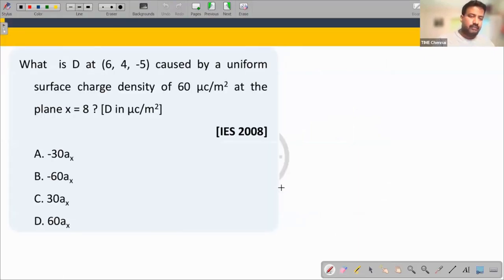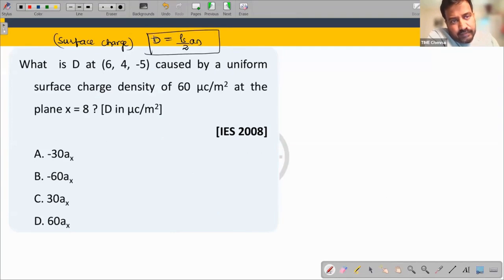Solve this. This is on surface charge. D is rho s by 2 an formula. Apply and find the answer.